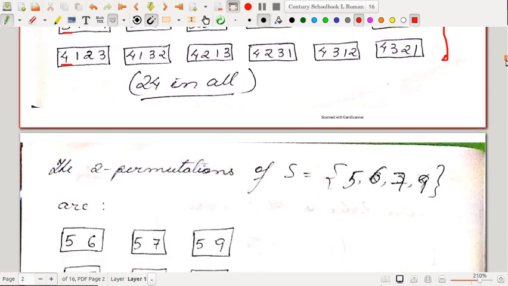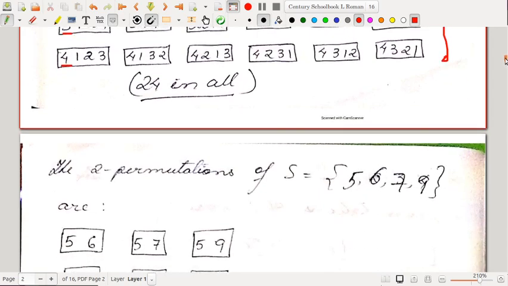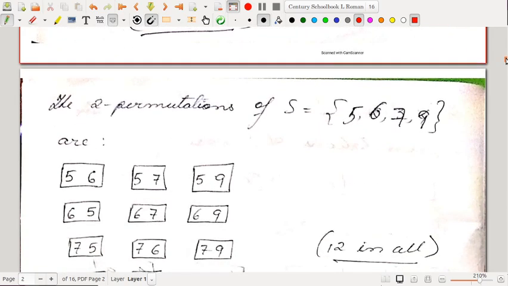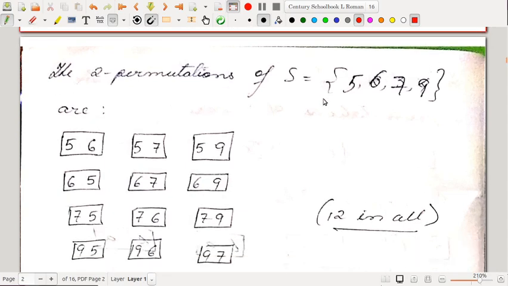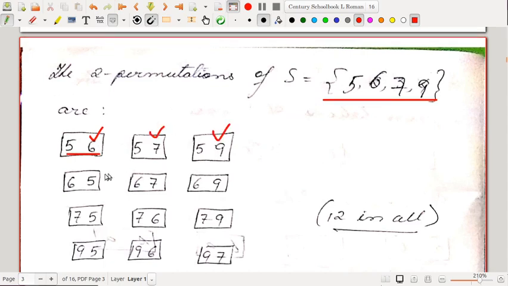Now the 2 permutations of S equal to say {5, 6, 7, 9}. Suppose I have 4 objects and I want to find out the 2 permutations of this. That means I have to take objects 2 at a time. So how will you list them? You begin with the first element, 5, and write all possible elements in the second place. All possible elements are 6, 7 and 9. Only these 3 are possible.